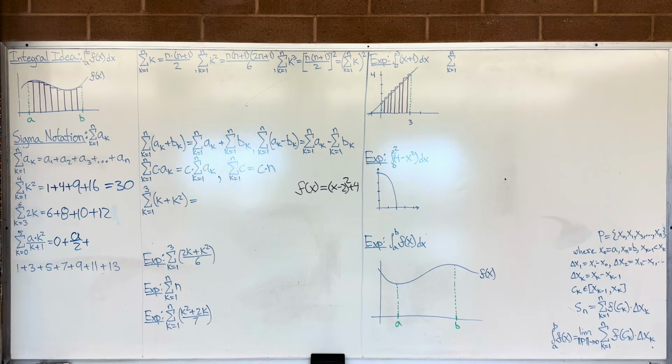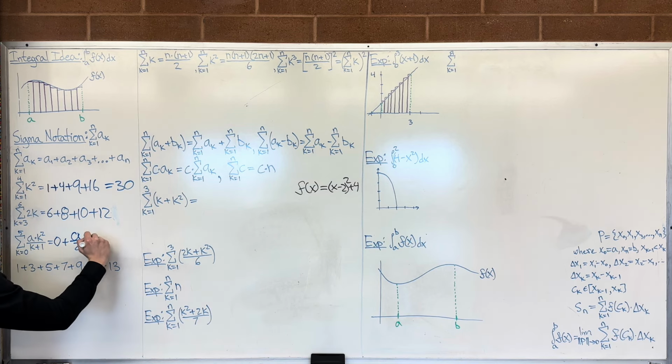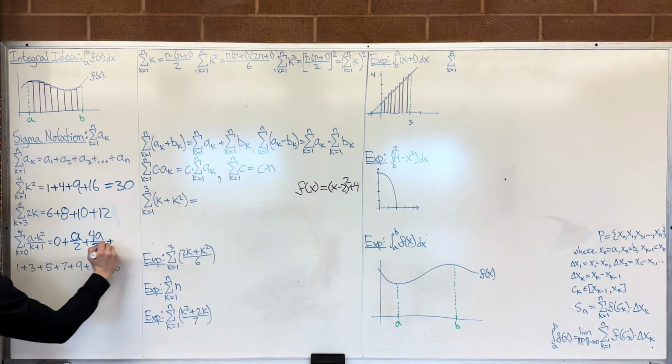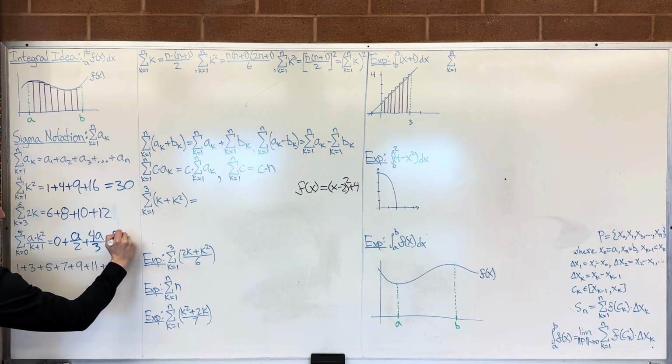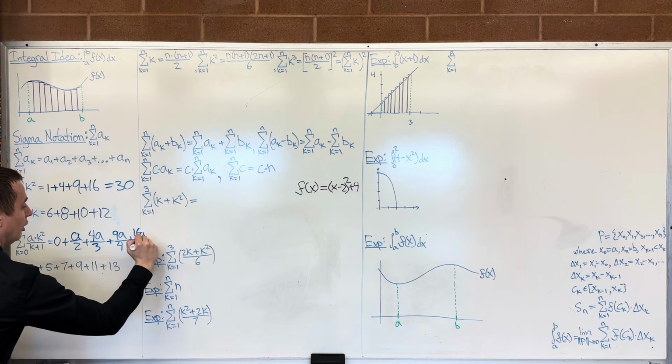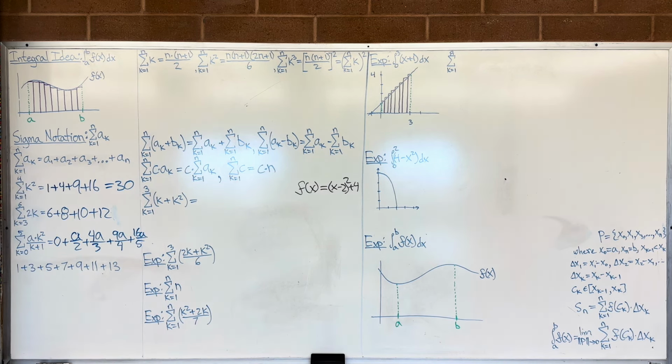Plus, when you plug in 2, 2 squared is 4, times a is 4a, all over 3. And then plus 3 squared a's, so 9a over 4, plus 16a over 5, plus 25a over 6 would be our last term.